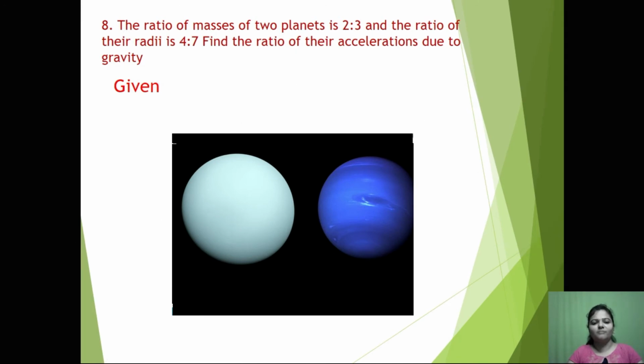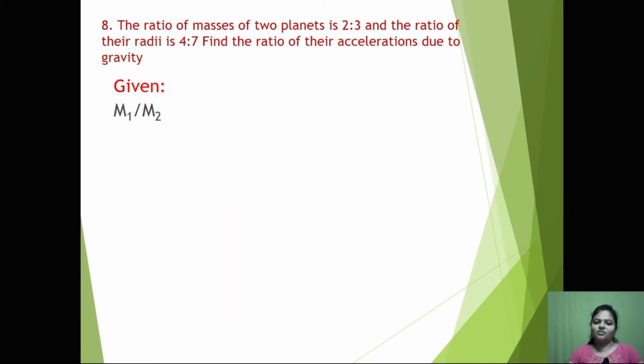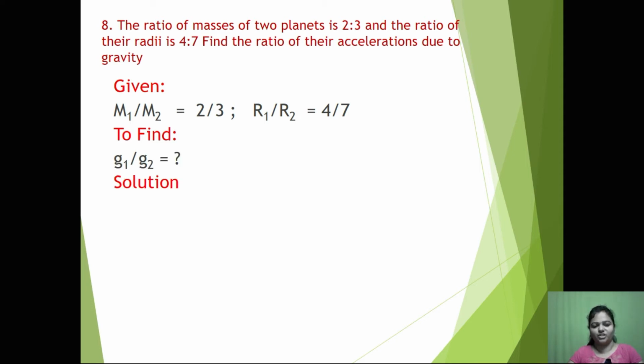The ratio of masses of two planets is 2:3 and the ratio of their radius is 4:7. Find the ratio of their accelerations due to gravity. We will start the problem with the given. So the given data is m1 divided by m2, the ratio of masses, is 2/3 and the ratio of radius, that is r1 divided by r2, is 4/7, and we are supposed to find the ratio of acceleration, that is g1 divided by g2 is a question mark.